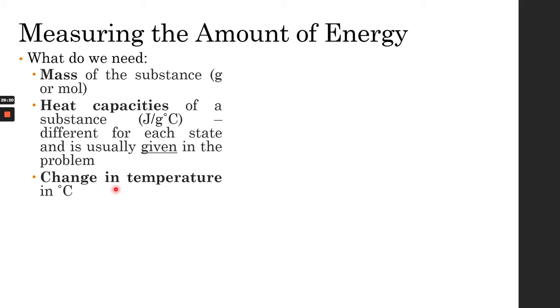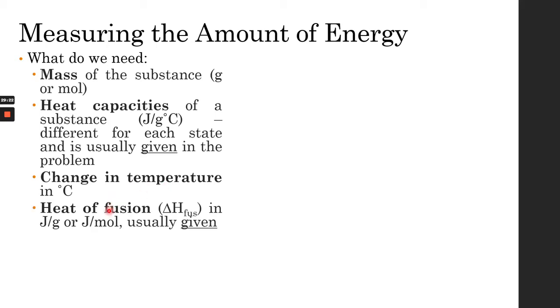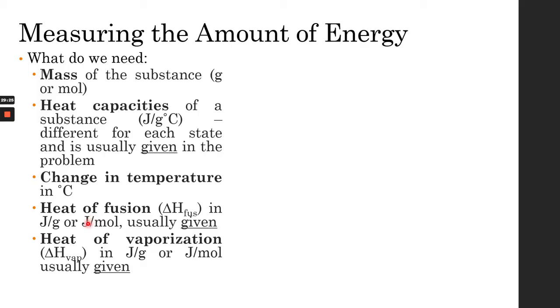What you also need is the change in temperature. And what you need to remember are the heat of fusion and heat of vaporization. So heat of fusion, if you remember, is the heat that is present on the plateaus of the curves. So these are the flat lines, the BC and I think the DE. Okay, so the heat of fusion is usually the heat that makes the solid turn to liquid or liquid to solid.